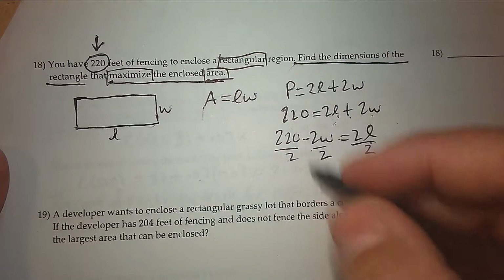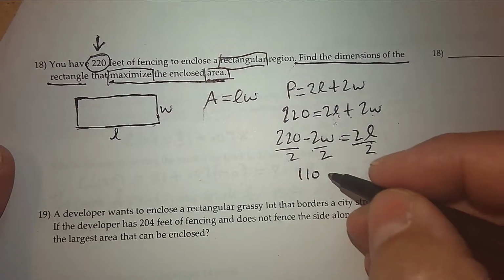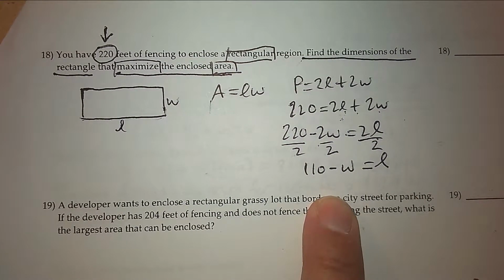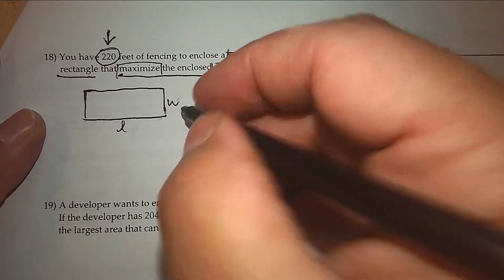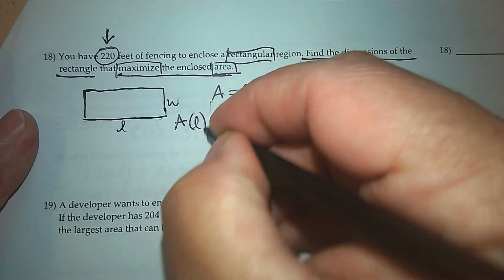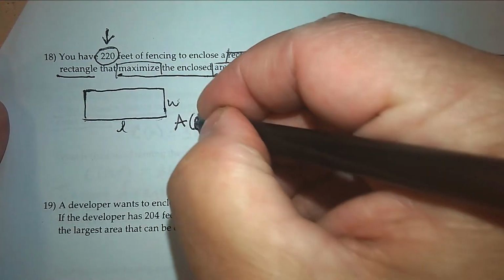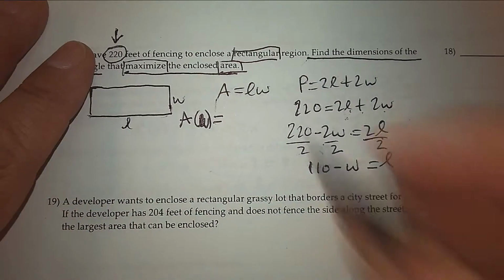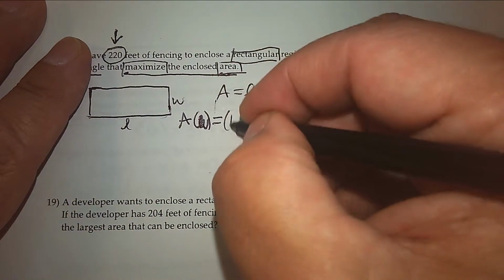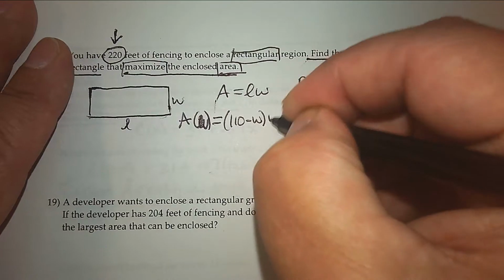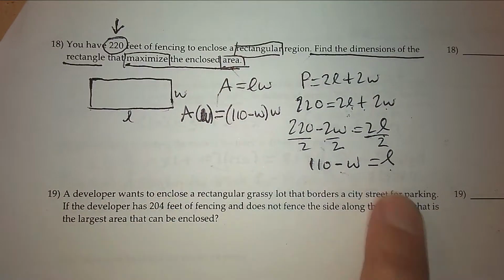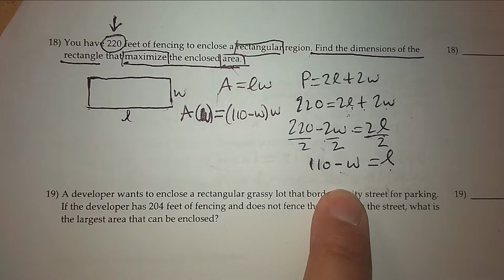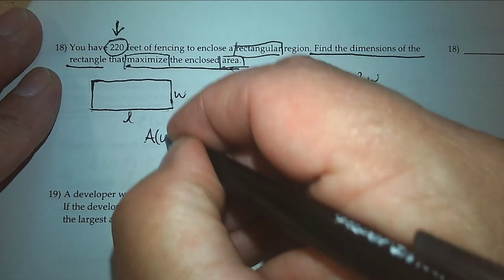So half of 220 is 110. 2w divided by 2 is w. And do I now know what the length is? So when I come back here, I can now have an area function in terms of width. Because where there's an L, what am I going to plug in? 110 subtract w. So I solved for the length. Where there's an L, what did I plug in? 110 subtract w. And now I'm going to distribute.